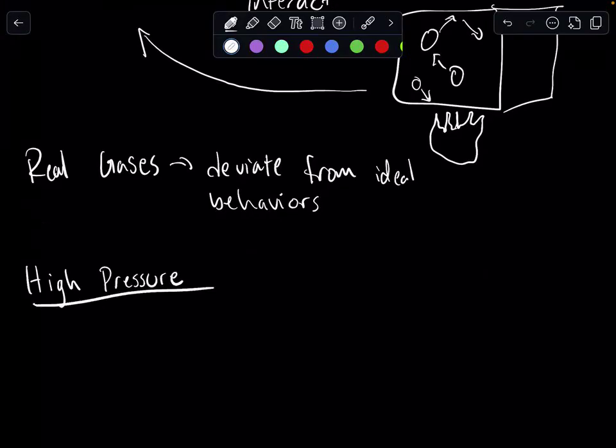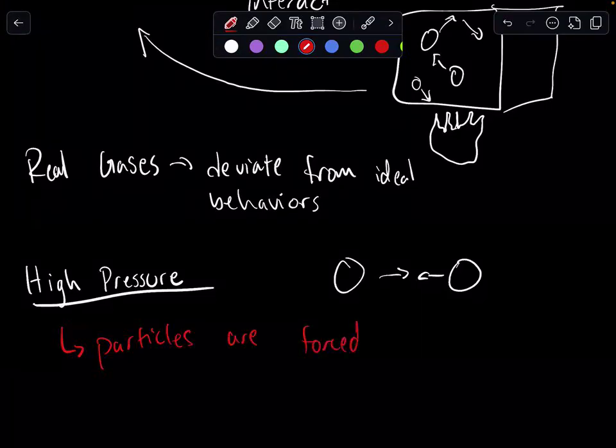Now, particles have these attractive forces that bring them together. And in an ideal situation, we say, well, these don't really exist. They're negligible. Well, there's ways we can make them no longer negligible. If we have high pressure, the particles are forced together. We can have high pressure by putting more particles in, forcing them to be in very close quarters, which starts looking more like a liquid or a solid. Now, they're still moving around and bouncing off one another, but they're closer.